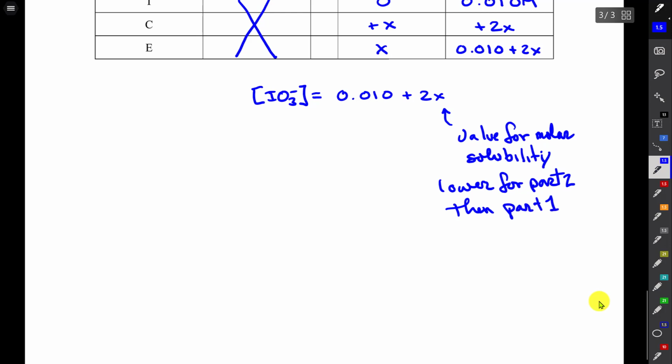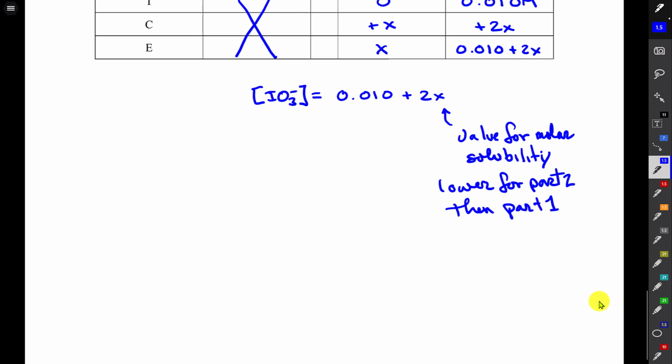And the reason is, and think about what this means. It means if you have one of the ions present in the solution, less of the solid can dissolve, because some of the ion is already present in the solution. Some of the iodate ion is already present in the solution. And we call this the common ion effect. So if we start dissolving a solid in a solution that already contains one of the ions, the amount of solid that can dissolve is going to be lower.